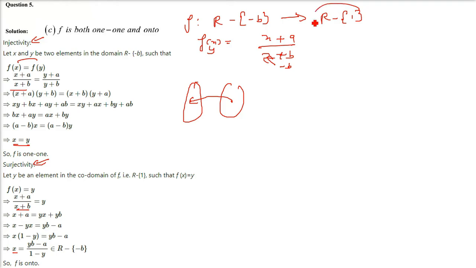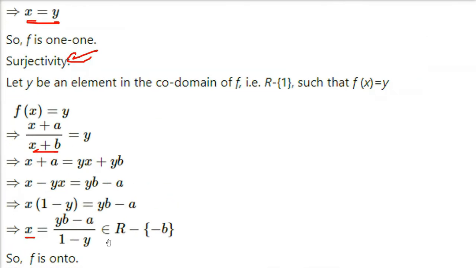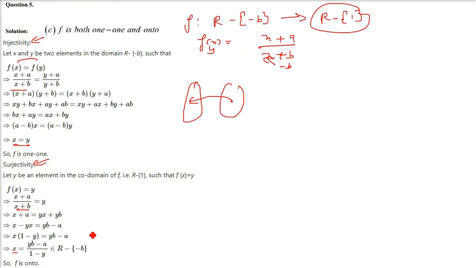That is (x plus a) by (x plus b) equals y. We get x equals (yb minus a) by (1 minus y). You know that y should not be 1. So now you see here, for every y there is a proper value of x. You put anything except 1. So this is 1 to 1 and on 2.